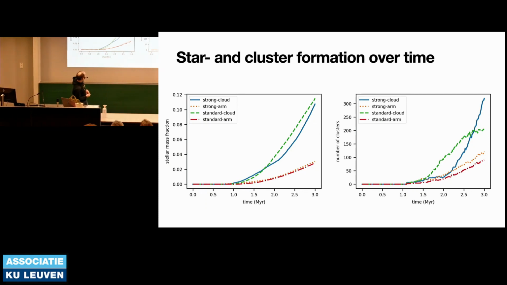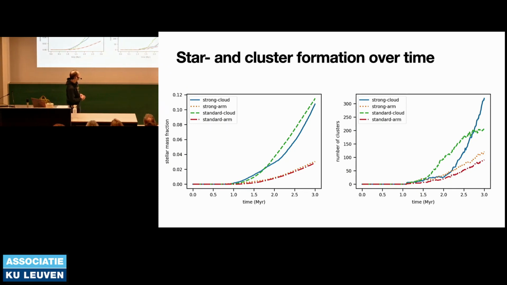On the right, you can see the number of star clusters, so the individual clusters that formed. And it's a little bit more interesting to see there that first there were a lot more forming in the standard potential galaxy, but in the end the strong potential galaxy overtook that one. And you see that there are actually a lot more clusters forming in the strong potential galaxy than the other, whereas the fraction of stars doesn't really matter that much.